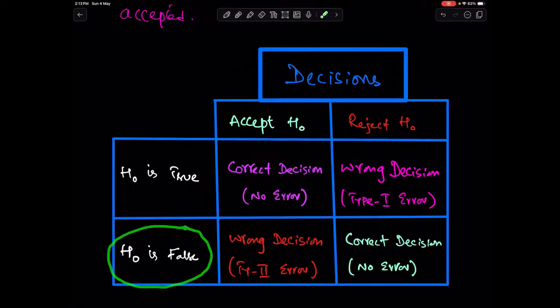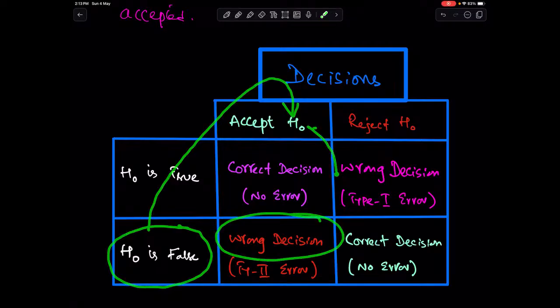Originally H naught is false and the decision is accept H naught. So this is the wrong decision, because H naught is originally false and we conclude accept H naught. That means wrong decision and a type 2 error is made.